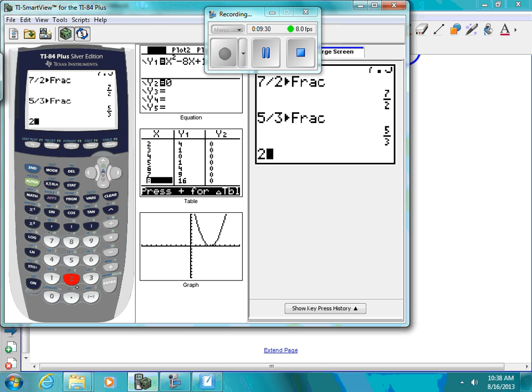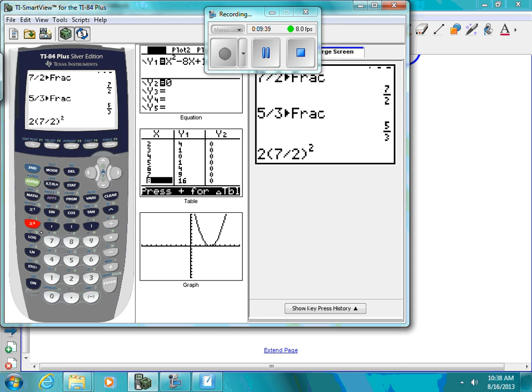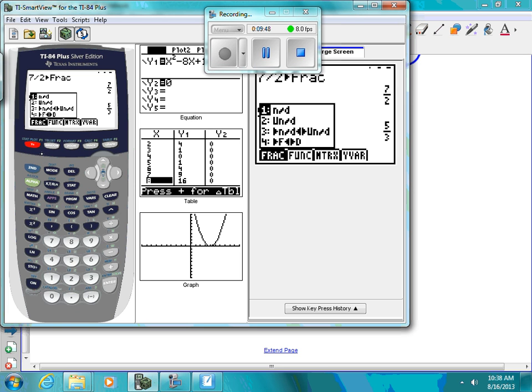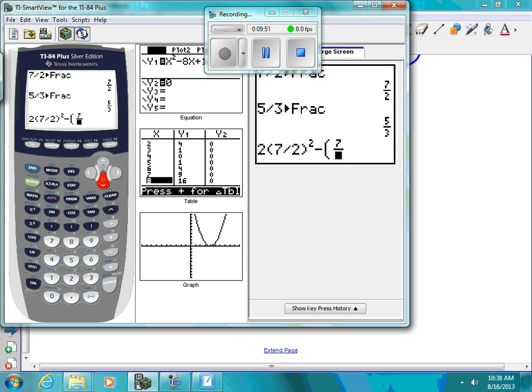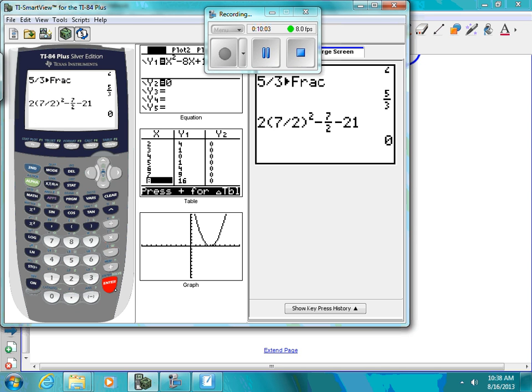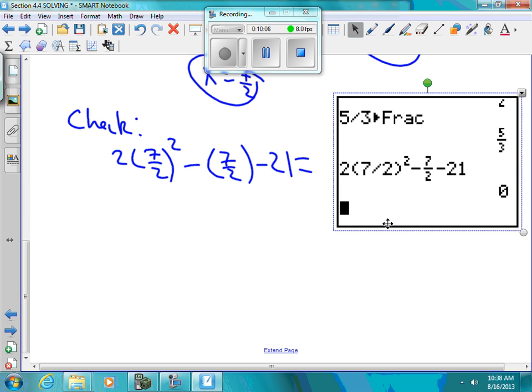When we start getting fractions as answers, this is what I would do. 7 over 2 squared. I can put it in like this. I don't have to do the math fraction part, but I can if I want. That 7/2 is a fraction. If I do alpha y equals, remember that gets me the fraction app, so I can hit 7 over 2 this way. Doesn't matter to me which way you put it in. Either way will work. And then we subtract 21. We get 0. Hip hip hooray, we got 0. So we put that out there to show that's what we did. We get 0. So 7/2 checks.